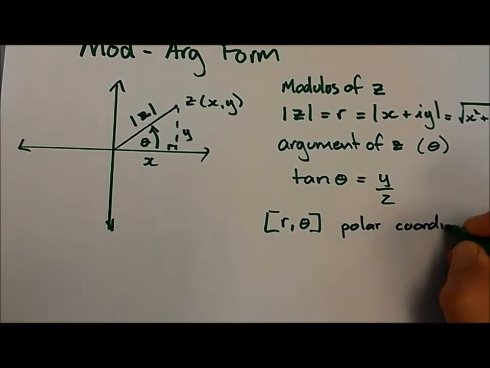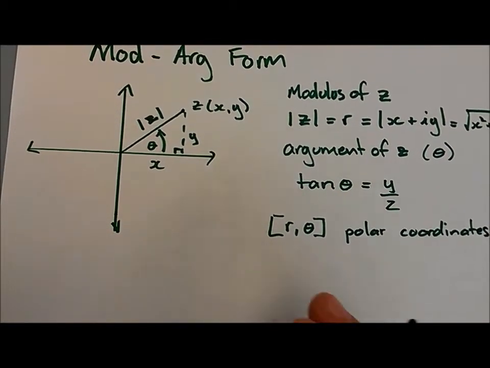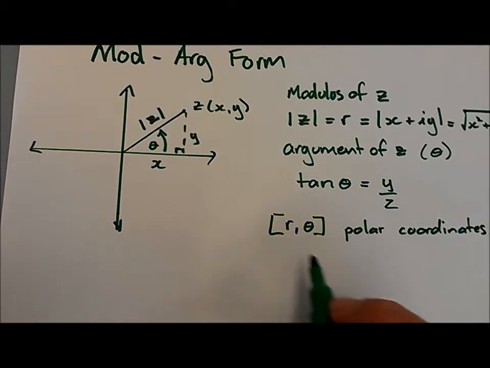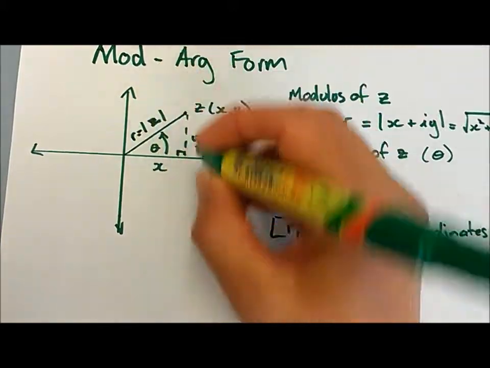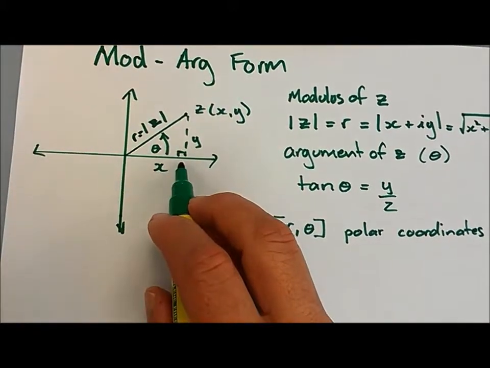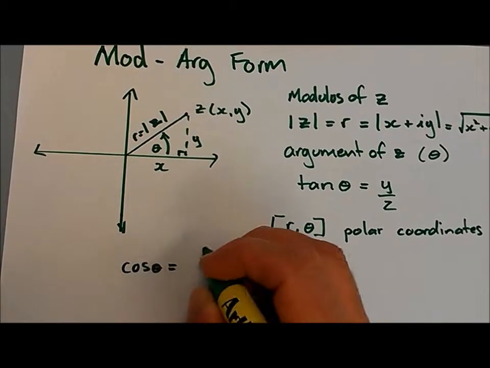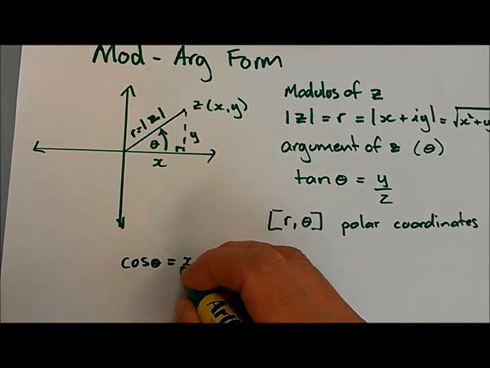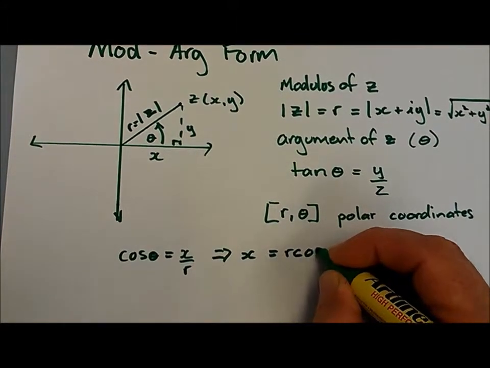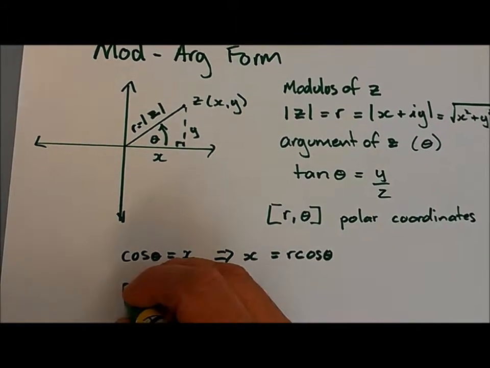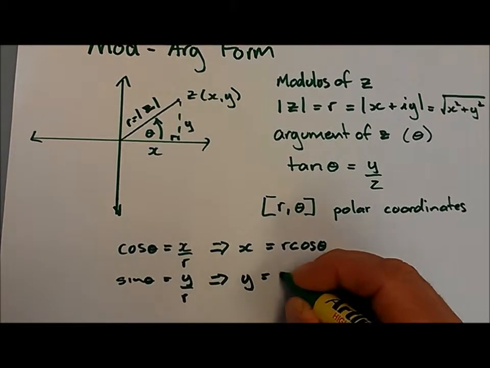Now I don't really want to focus too much on the polar coordinates right now. What I want to look at is how this lets me express a complex number in a different form. Because if looking up here, I'll call that r, modulus of z is r. Then I have a right-angled triangle here, and so in the right-angled triangle I can see that cos theta is adjacent over hypotenuse, which would be x over r, which leads me to x is equal to r cos theta. And similarly, sin theta is y over r, leading me to y is equal to r sin theta.